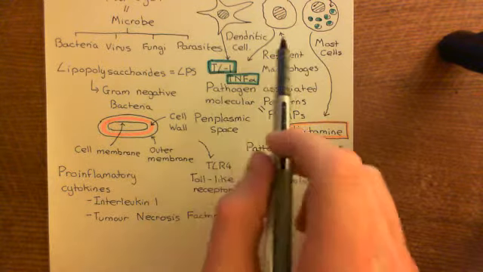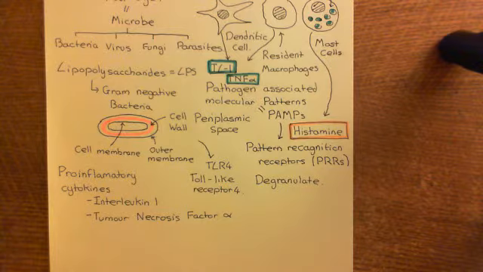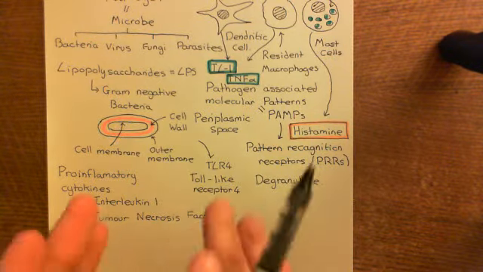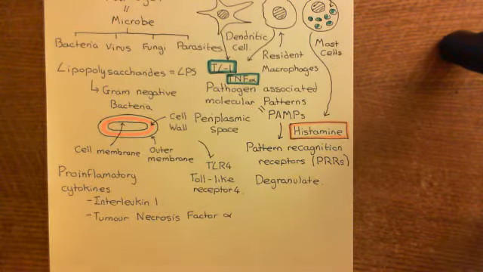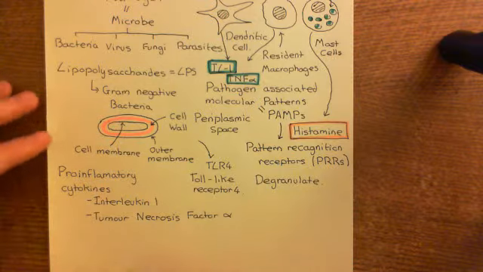So the dendritic cells and the resident macrophages are going to release interleukin-1 and tumor necrosis factor alpha, and the mast cells are going to degranulate and release histamine. Now, this is going to have an effect on the blood vessels within this area. You'll have three types of blood vessel within this area: arterioles, then capillaries, and venules, finally.